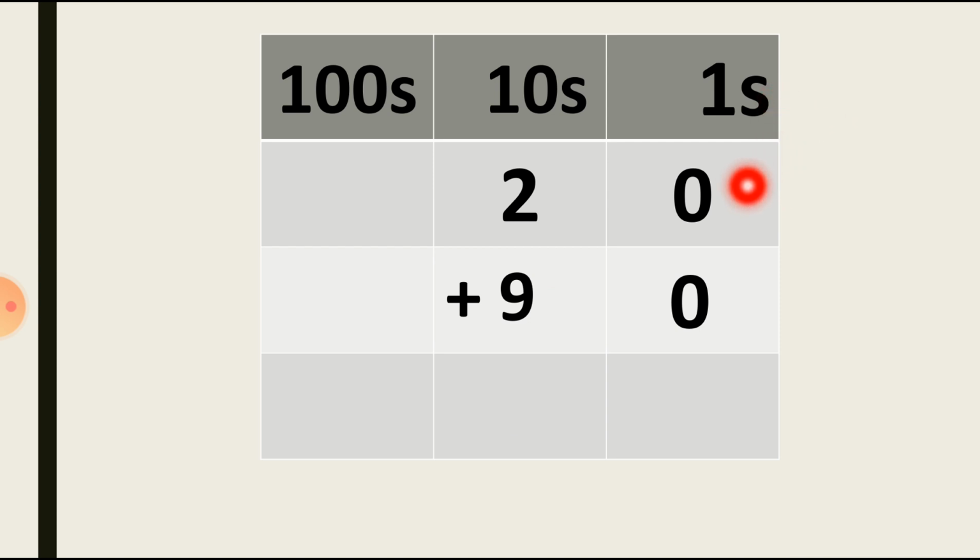Here is the ones column, which is 0 plus 0. So we can write down 0 under the ones column. Now let's move to the tens column. Here is 2 plus 9. So students, 2 plus 9 is equal to 11. So we can write down number 1 under the tens column this way, and the other one will go as the carry forwarded number at the hundreds column. So we can write down this number 1 here under the hundreds column this way. So the answer is 110, and I hope you understood how we can write this.